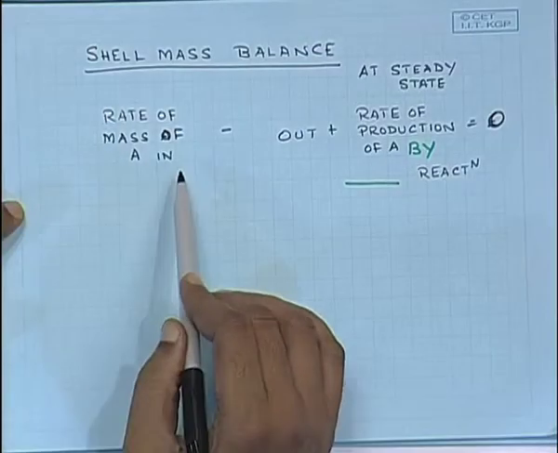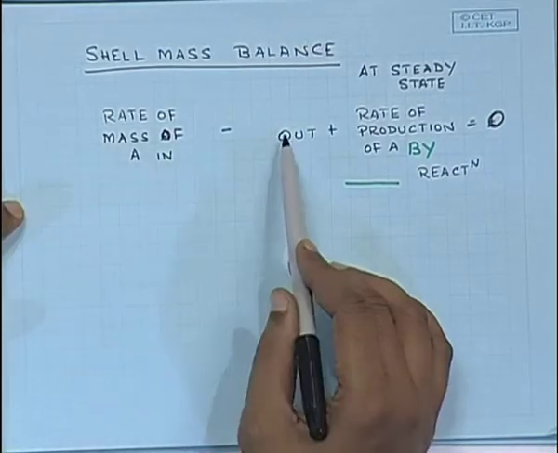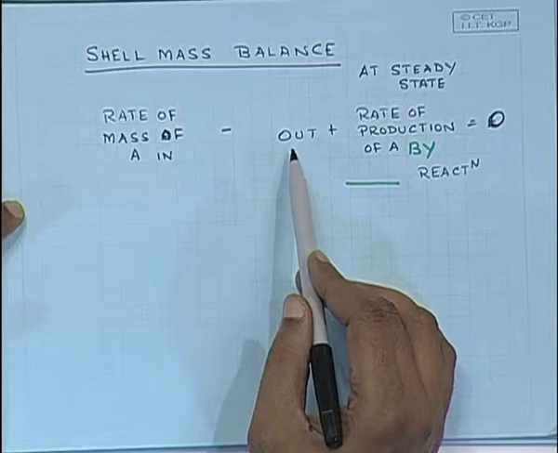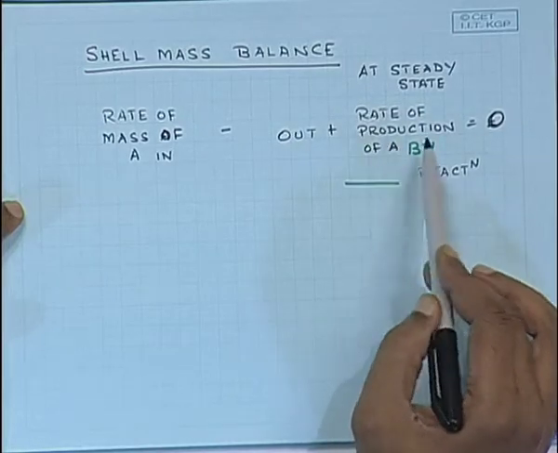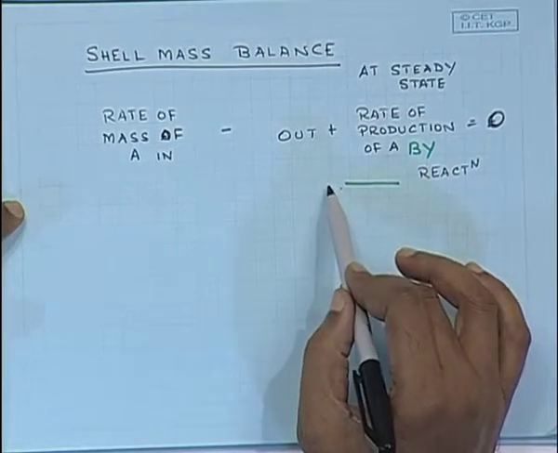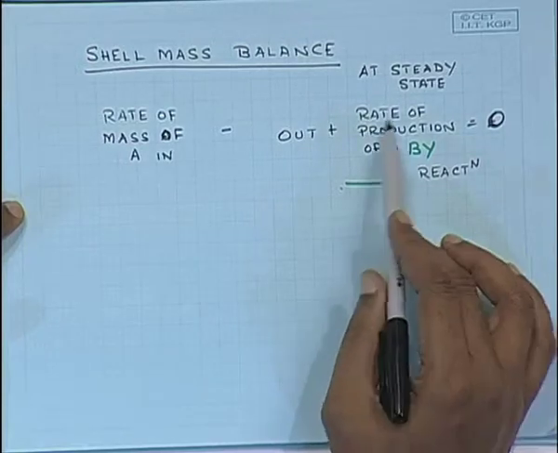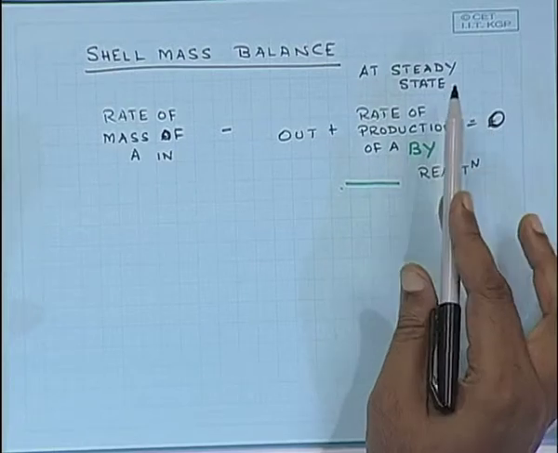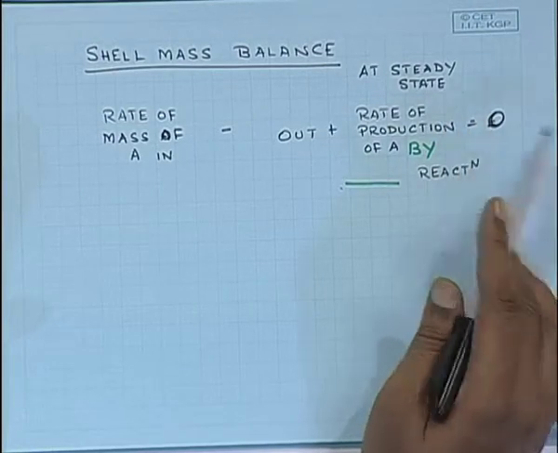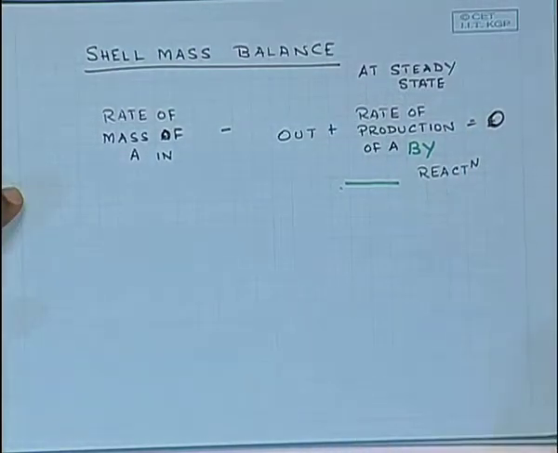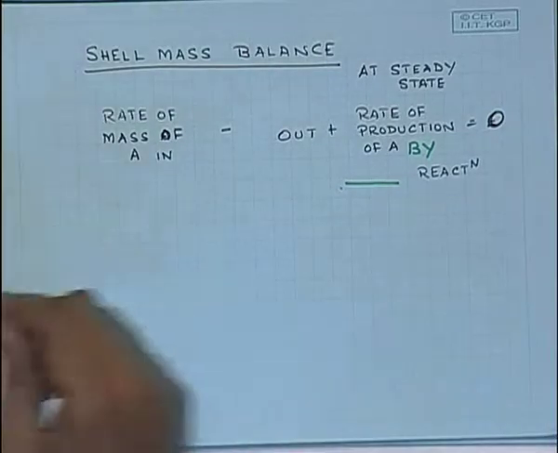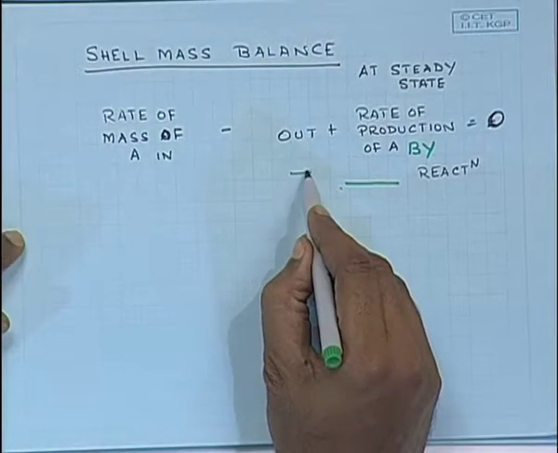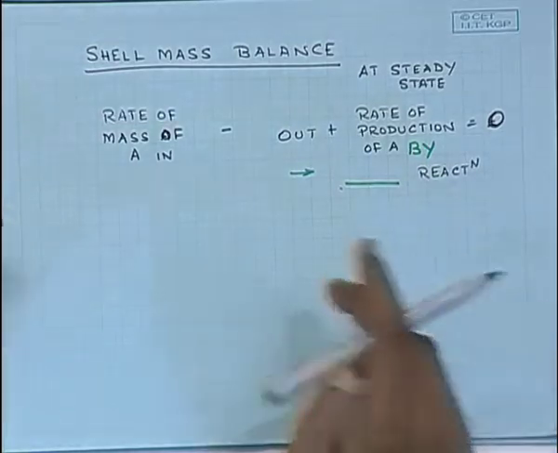When we think of mass balance, it is rate of mass of A in minus rate of mass of A out plus rate of production of A, then I intentionally left this blank, rate of production of A by reaction, is equal to 0 at steady state. That is straightforward, all of you I am sure understand this, but this is the part which I would like to concentrate some time on.